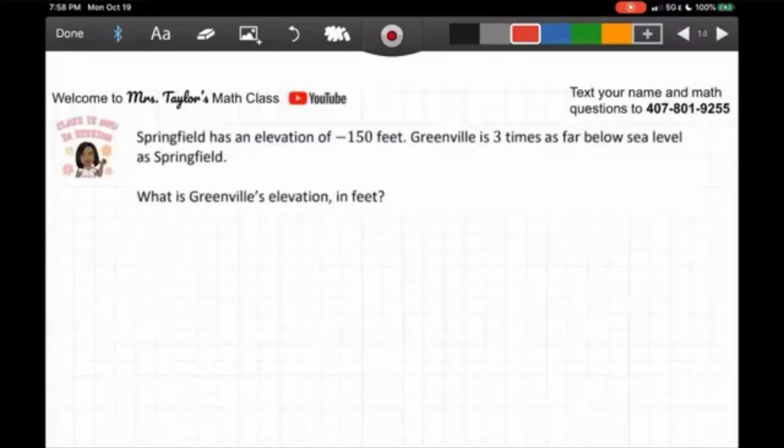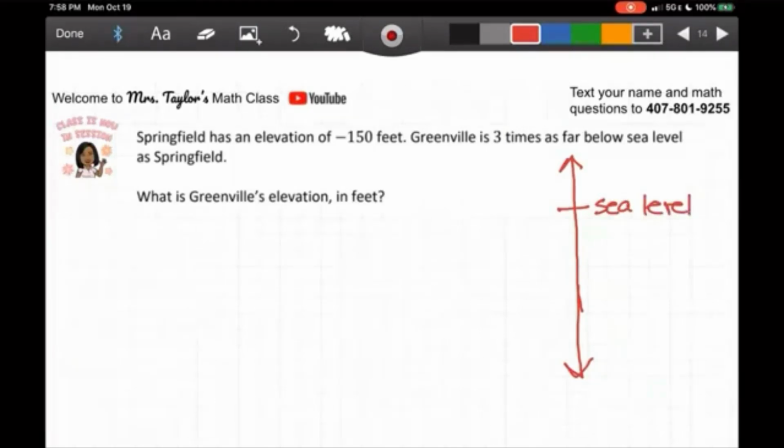For the next question, it says Springfield has an elevation of -150 feet. Greenville is 3 times as far below sea level as Springfield. What is Greenville's elevation in feet? So as a visual, let's draw a little number line. If this was sea level, and sea level is at 0, okay? If Springfield is here at -150 feet, this is Springfield.